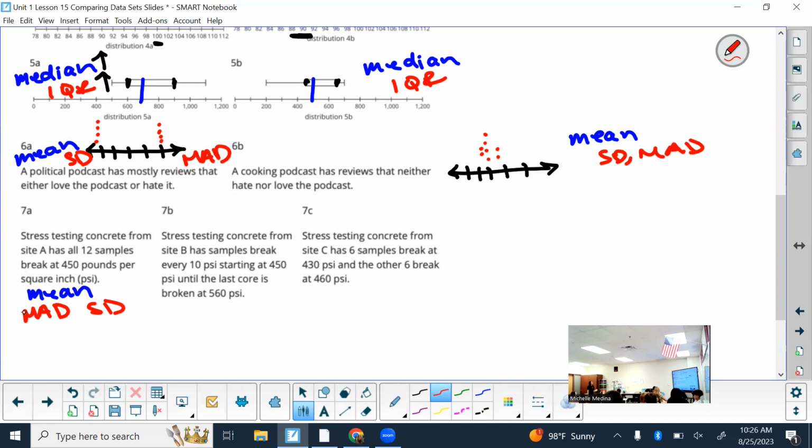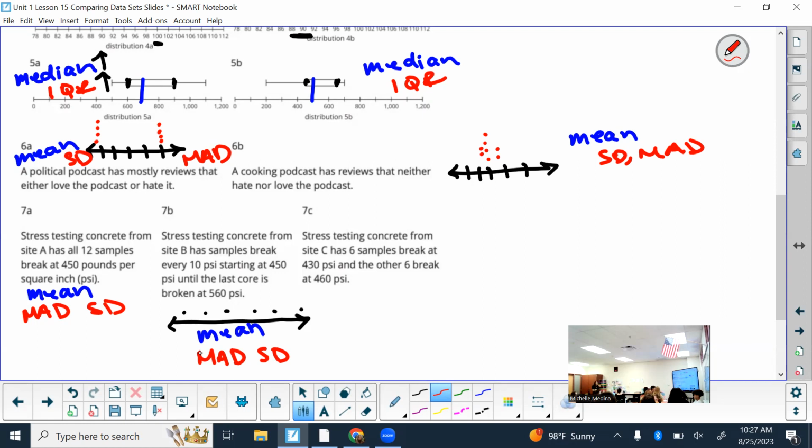7B, stress testing concrete from site B has samples break every 10 psi, starting at 450 until the last score is broken at 560. Do you think that would be symmetric? It's breaking at every 10, so it would be like dot here, dot here, dot here, dot here. Pretty symmetric. So mean or median? MAD or standard deviation or IQR?